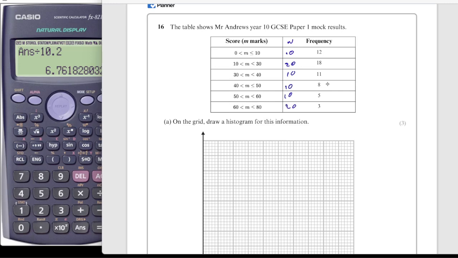So the frequency density is what I need to plot on my histogram. Frequency density is equal to the frequency divided by the width. So 12 divided by 10 is going to be 1.2. 18 divided by 20 is going to be 0.9. 11 divided by 10 is going to be 1.1. 8 divided by 10 is going to be 0.8. And that's going to be 0.5. And then finally, we're going to have 0.15.